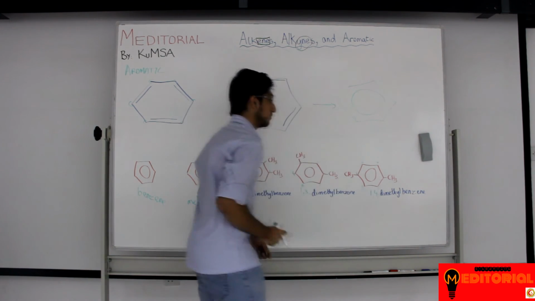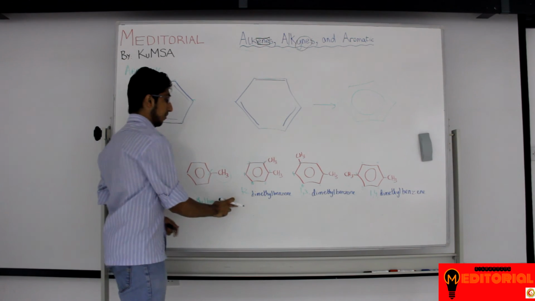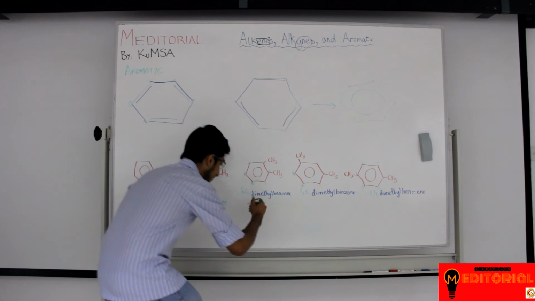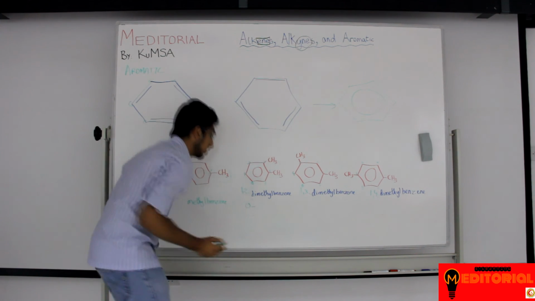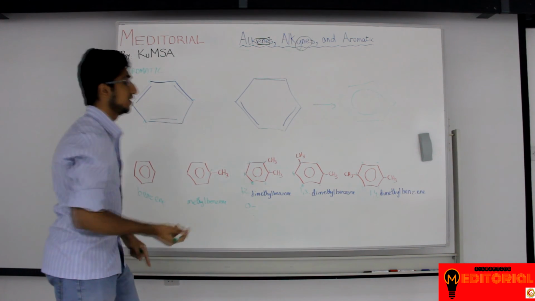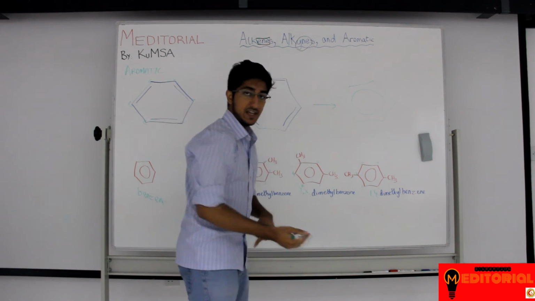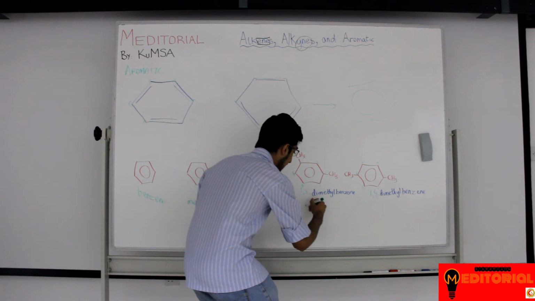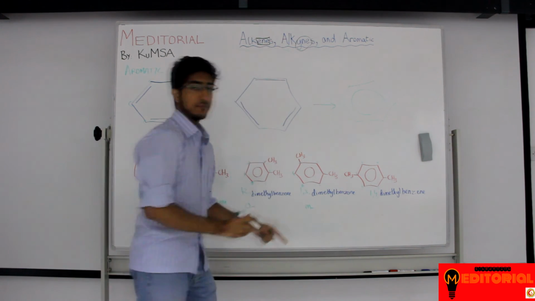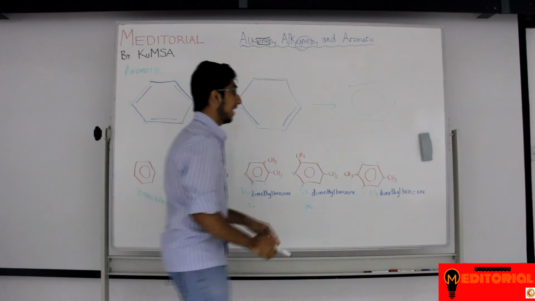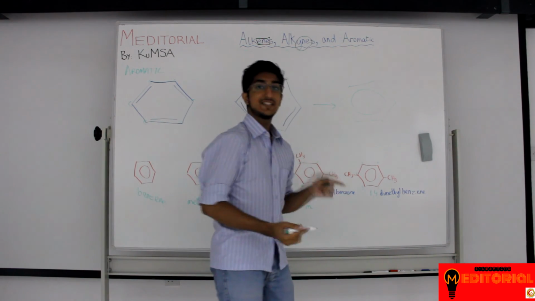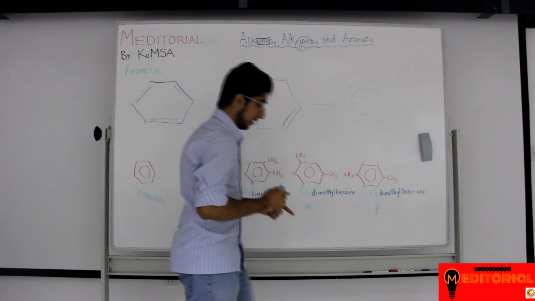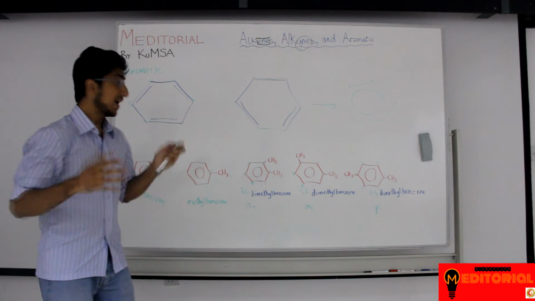However, we have some special names for these specific numbers. If there's a 1,2, we call this ortho, and we represent this with an O. So this would actually be o-dimethylbenzene. For a 1,3, we call this meta, so we represent that with an M. This would actually be m-dimethylbenzene. And if something is 1,4, we call this para, which we represent with a P. So this would be p-dimethylbenzene. And that's all there is to naming.